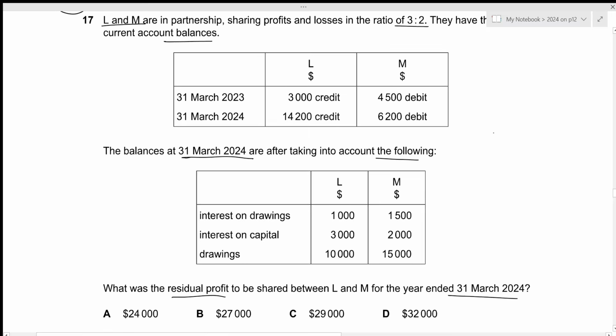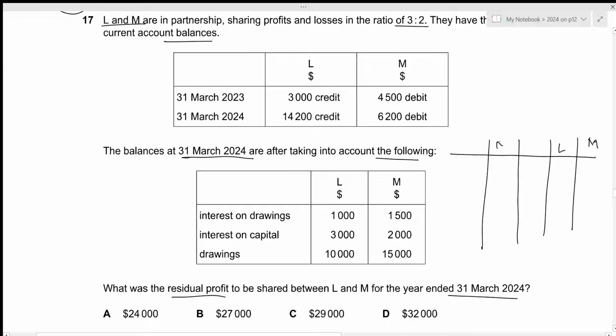So maybe we can just create the current account for both L as well as M, and we can just do it roughly. So we have L, M, and L. So for the opening balances, L has a credit balance, so 3000 on the credit side, and M has a debit balance, 4500 on the debit side. Remember, within our current account, all of the increases will go on the credit side and all of the decreases will go on the debit side.